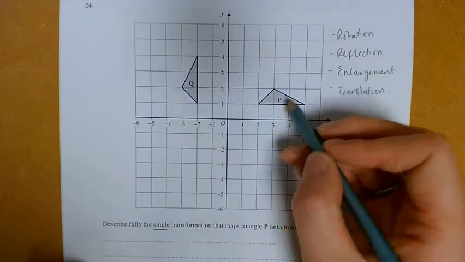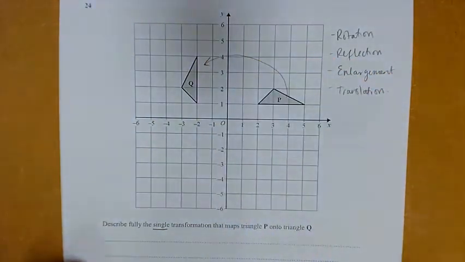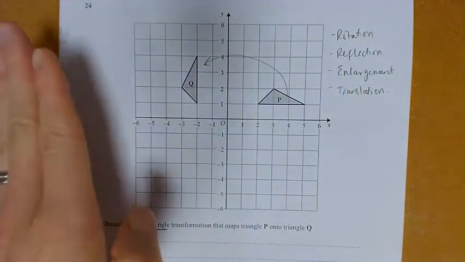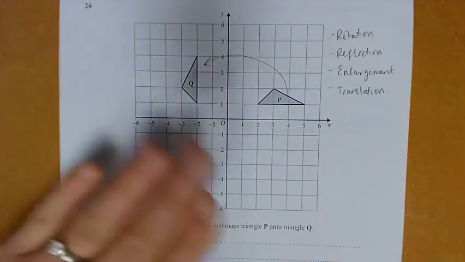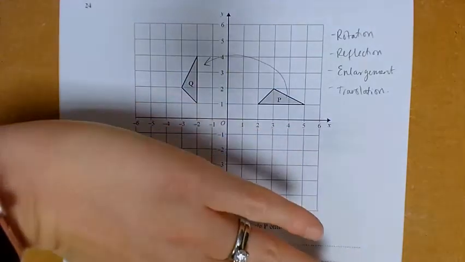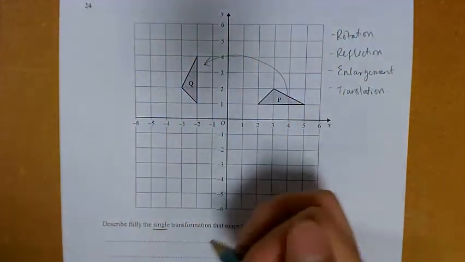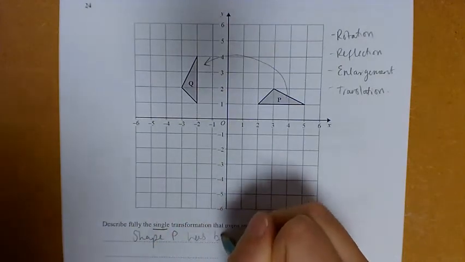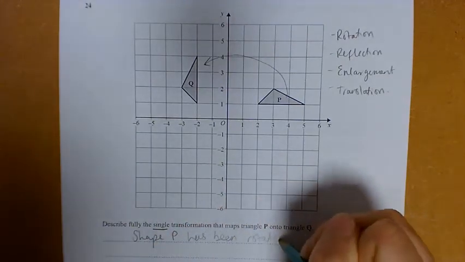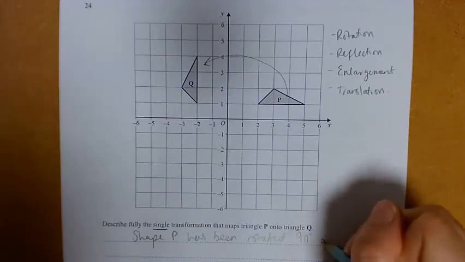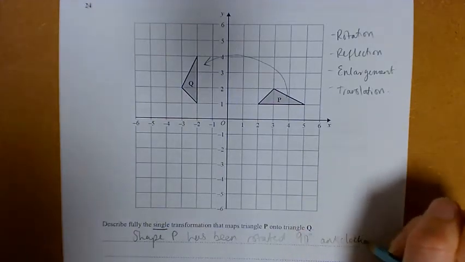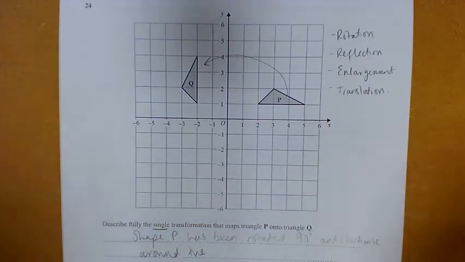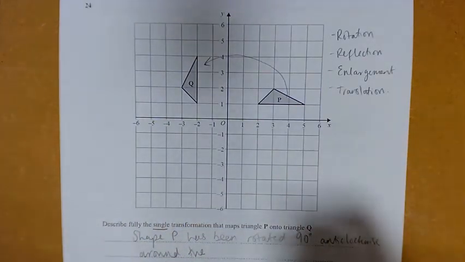So we're going from P to Q, and it's turned and it's gone that way. This is going to be a 90-degree rotation, and it's anti-clockwise. Okay, the clock would go this way, and we've gone this way, so it's anti-clockwise. So shape P has been rotated 90 degrees anti-clockwise around the point. Now, we have to have the spin point there. It's called the center of rotation.